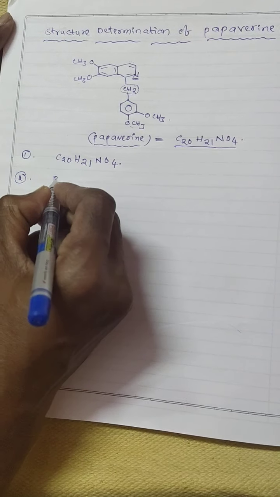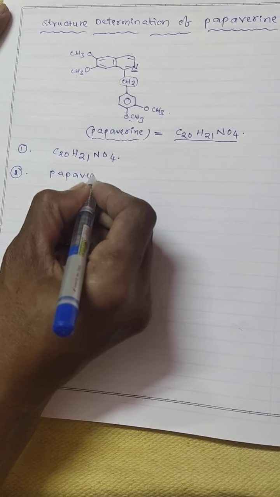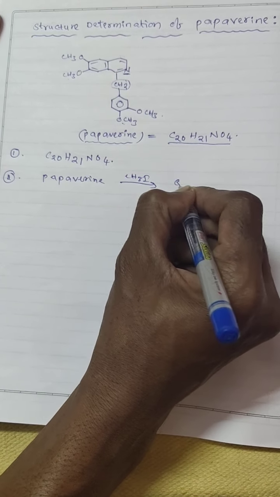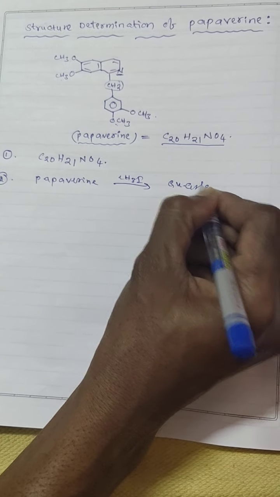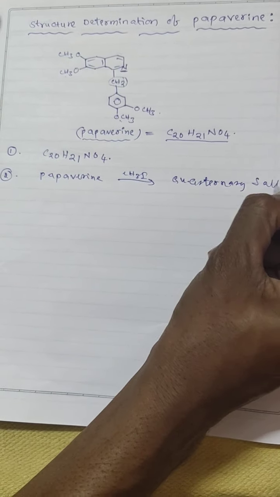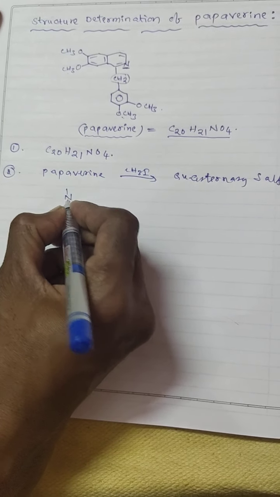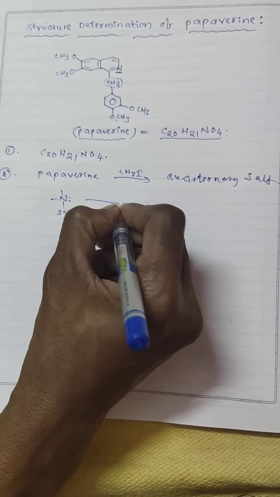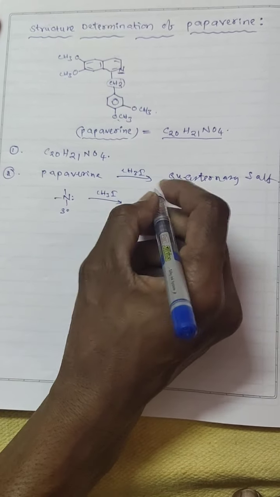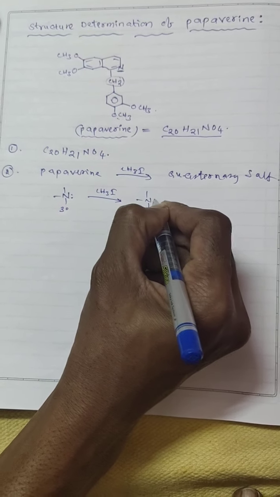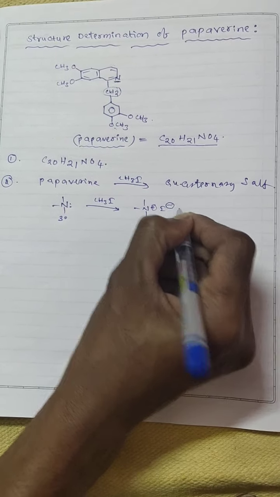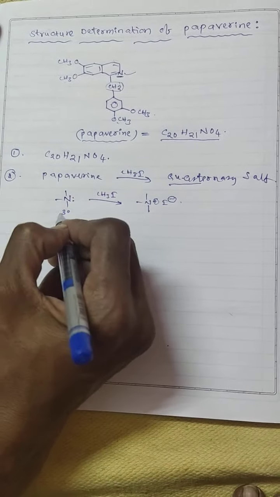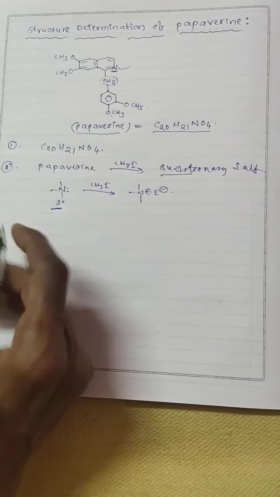Whenever papaverine reacts with methyl iodide, it forms a quaternary salt. So it is a tertiary nitrogen, which reacts with methyl iodide and forms a quaternary salt like this. So the nitrogen function is what? Tertiary. Okay, right? So this is the second point.